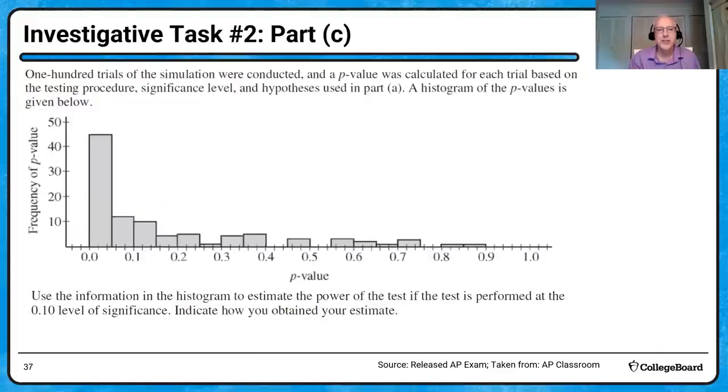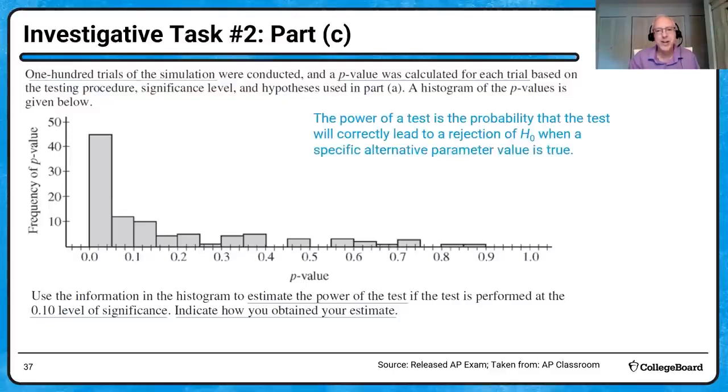It says 100 trials of a simulation were conducted, and a p-value was calculated for each trial based on the testing procedure, significance level, and hypotheses used in Part A. A histogram of the p-values is given below. Use the information in the histogram to estimate the power of the test if the test is performed at the 0.10 level of significance. Indicate how you obtained your estimate. So we can't just give an estimate with no explanation. It's very important that we show our thinking.